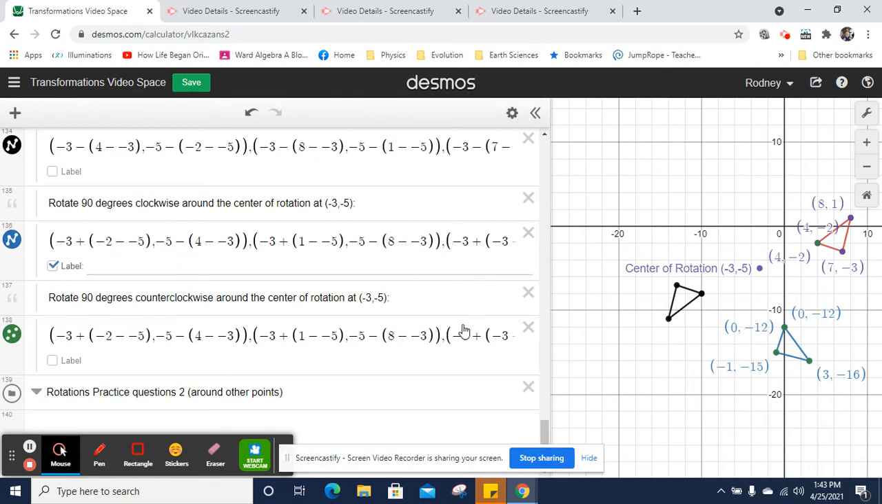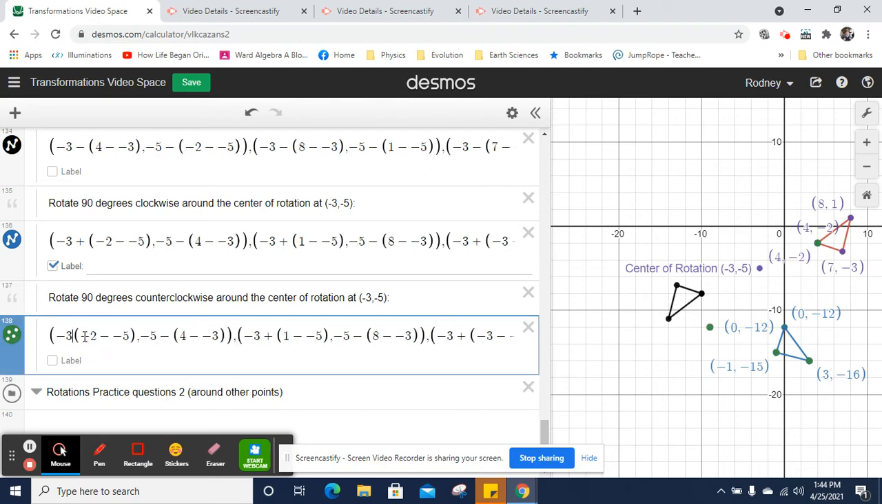All right, let's deal with this last one. The last one, all I need to do is change this to minus. So for this last rotation, it's all going to start with -3 and -5. But instead of adding the change in the y's to the -3, I'm going to subtract. And instead of subtracting the change in the x's from my y value, I'm going to add.